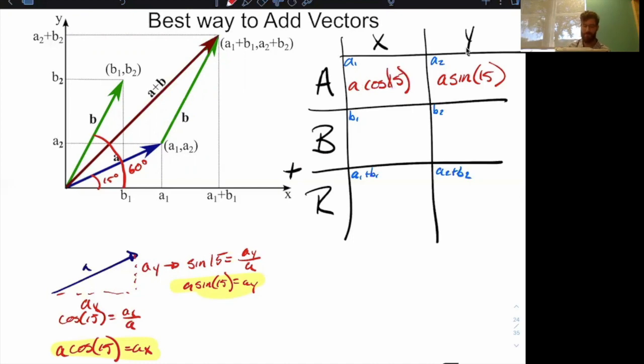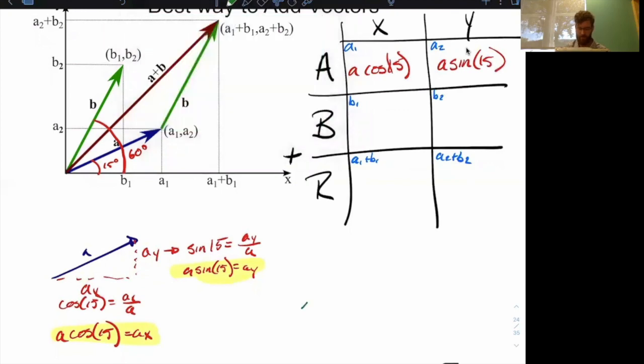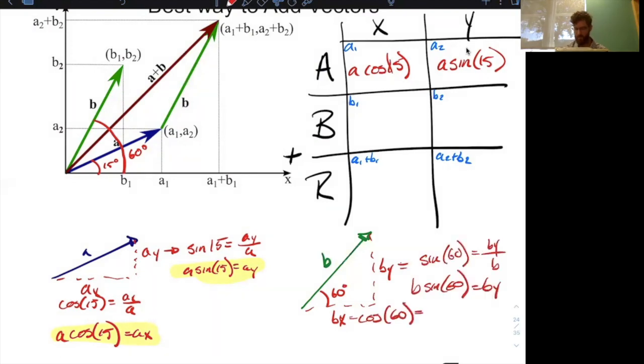Now we do the exact same thing with our B components. All right, so B is a little bit steeper. Here's B, BY, BX. We know that this is an angle of 60 degrees. So now we have sine of 60. And we can do the exact same thing for our X component with cosine. And once you have them, ladies and gents, you're ready.